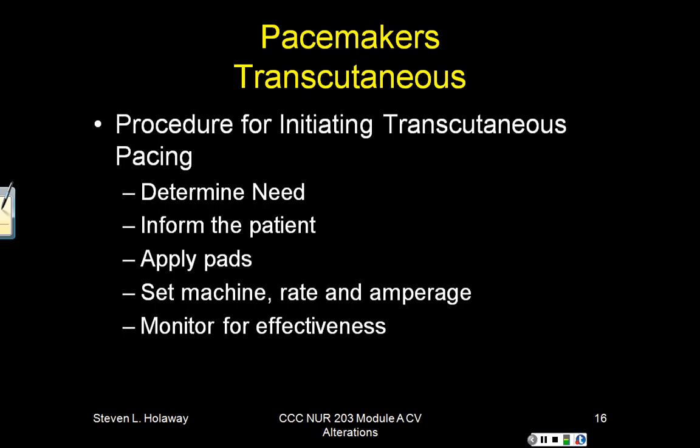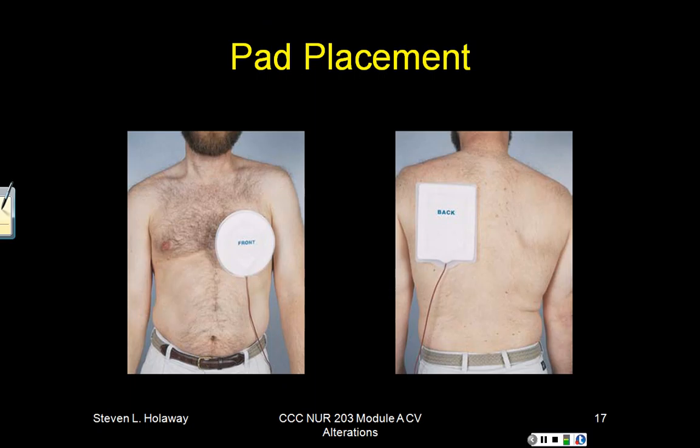One of the other things with this is you don't want to apply it over the female breast. Move the breast tissue to the side or up and put the pad underneath that tissue. The more tissue this electrical activity has to go through, the greater the chance that we will not get capture. So once we have the pads on, then we're going to set up the machine. First thing we're going to do is set the rate. Now the rate will be determined by the physician.